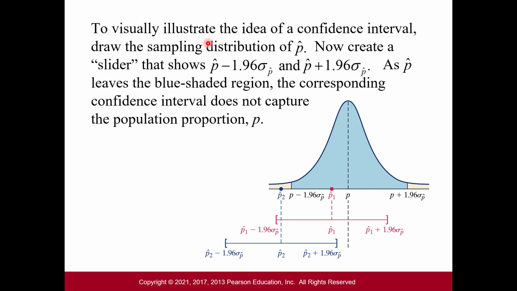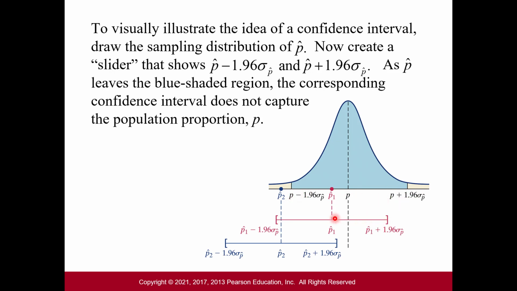So to visually illustrate this confidence interval, let's take a look here. We're drawing our sampling distribution of p hat, and then we create a slider that shows our p hat minus 1.96 standard deviations, and then our p hat plus 1.96 standard deviations. And as p hat leaves our blue shaded region here, the corresponding confidence interval does not capture the population proportion. So that's this slider down here. Notice our population proportion is right here in the center. We have p plus or minus 1.96 standard deviations, so to the left would be minus.